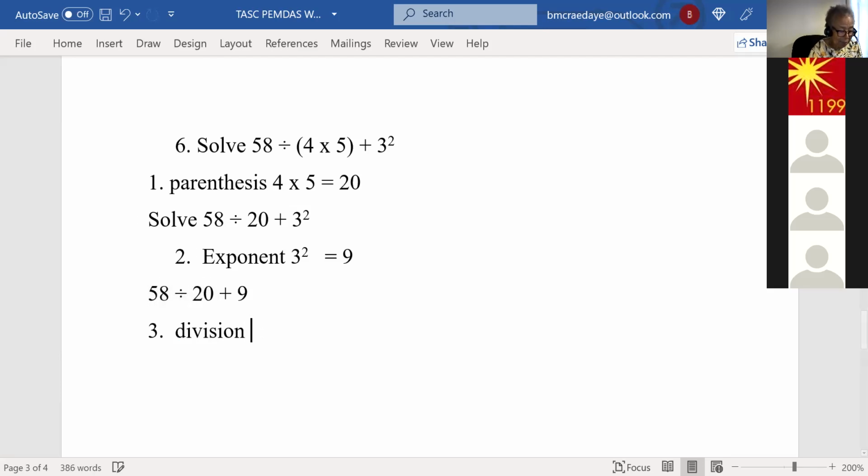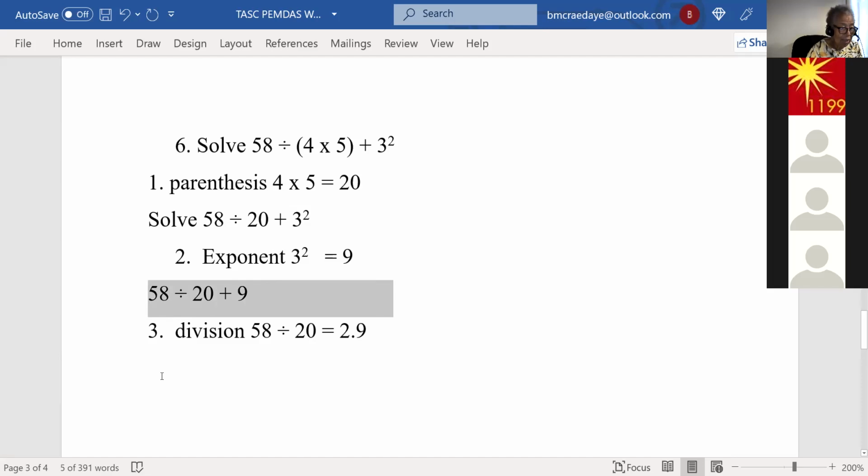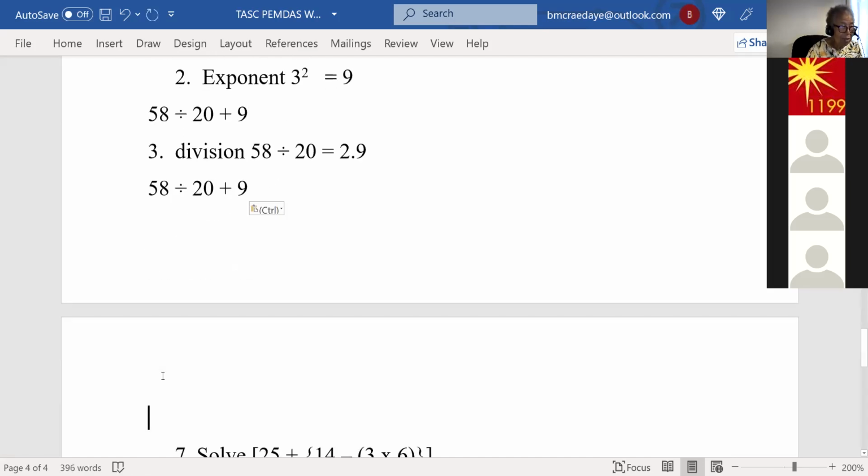And what's 58 divided by 20? You got a calculator? 58 divided by 20. 2.9. Okay, 58 divided by 20 equals 2.9. So let's just substitute that in, 2.9 for the 58 divided by 20. So that would be 2.9.